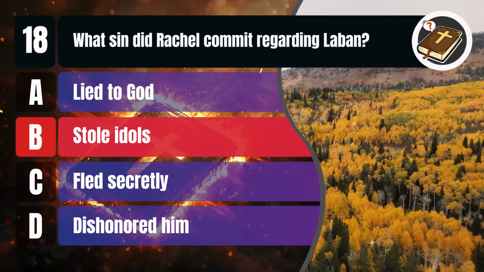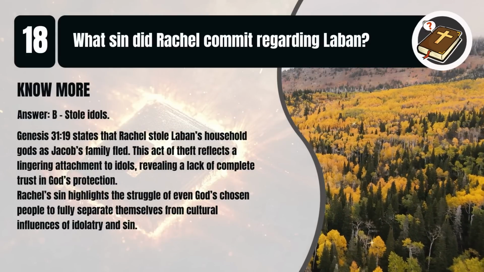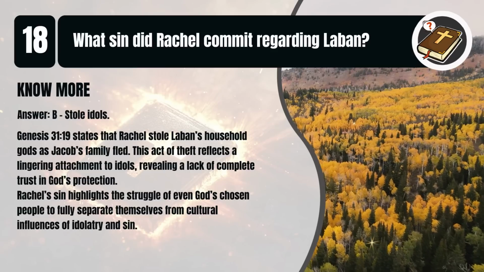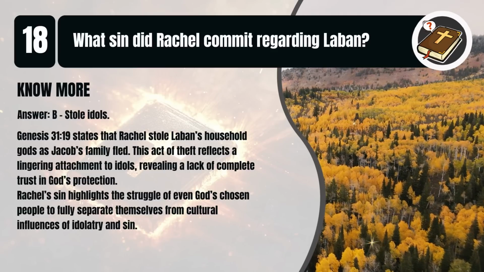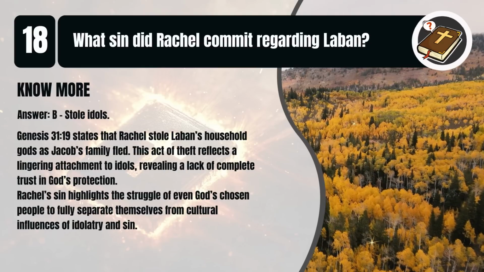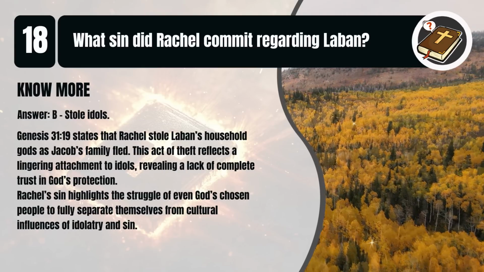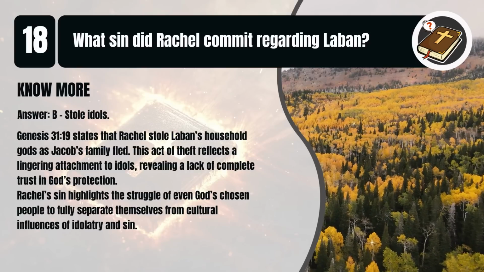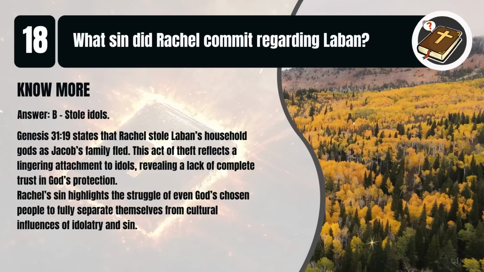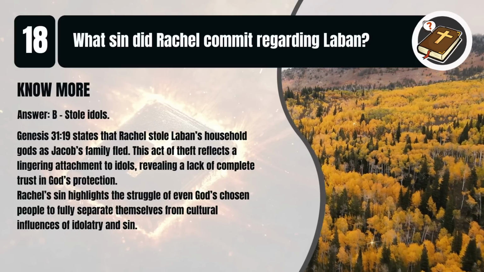That's B. Stole idols. Genesis chapter 31 verse 19 states that Rachel stole Laban's household gods as Jacob's family fled. This act of theft reflects a lingering attachment to idols, revealing a lack of complete trust in God's protection. Rachel's sin highlights the struggle of even God's chosen people to fully separate themselves from cultural influences of idolatry and sin.